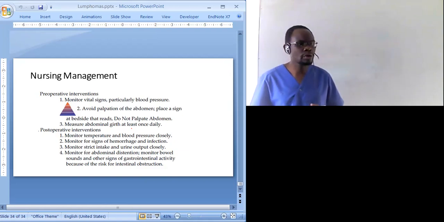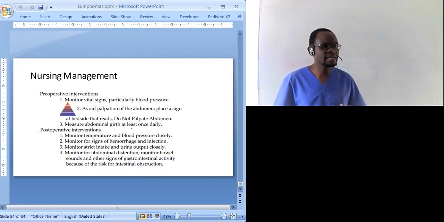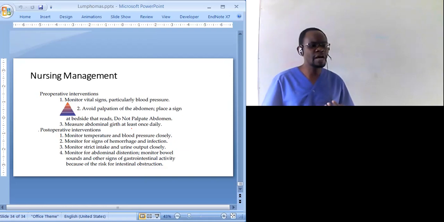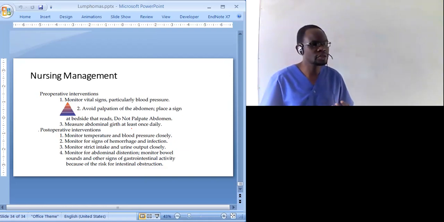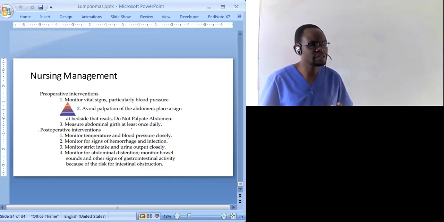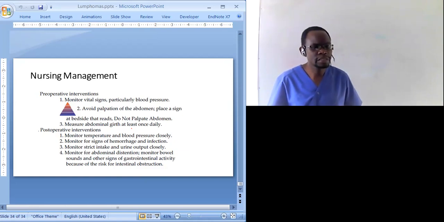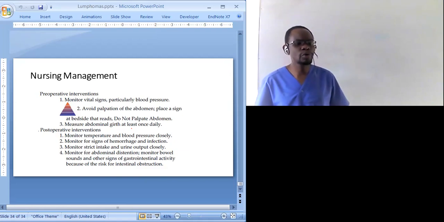Then also, as far as post-operative interventions are concerned, you need to monitor temperature and blood pressure closely, signs of hemorrhage and infection, and intake and output. Monitor abdominal distension and also bowel sounds and other signs of GIT activity because of the risk of obstruction. So basically, that is it about Wilms tumor.